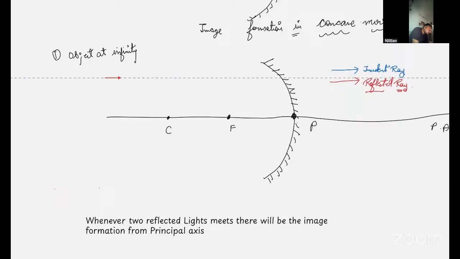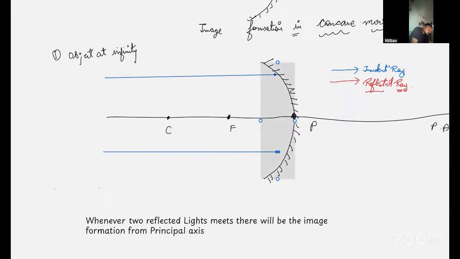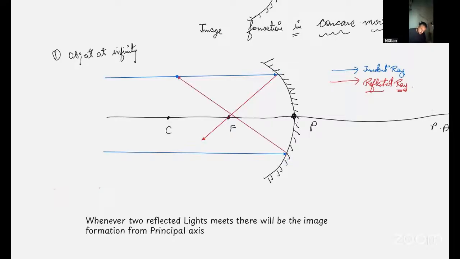So here, two lines will come, which are blue in color, which are incident rays like this. And obviously, if it is parallel to the principal axis, what is the first rule? Anybody can answer? The reflected ray will pass through focus. Very good. So here is the first line, and here is the second. Where are the two red lines meeting? At focus.